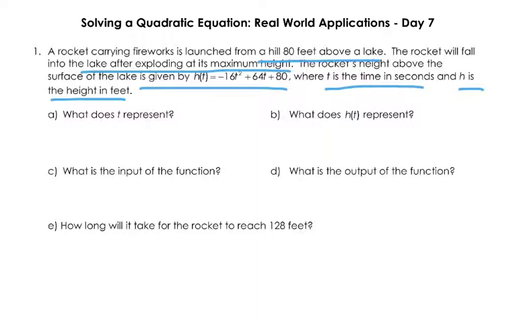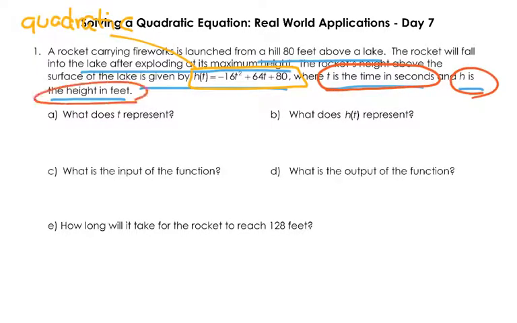Now that I read it twice, looking at this, I'm definitely going to want to circle, or box, the equation that it gave me. I might want to note that it's a quadratic. Other things that I might want to make sure I highlight is t is time in seconds and h is the height in feet.